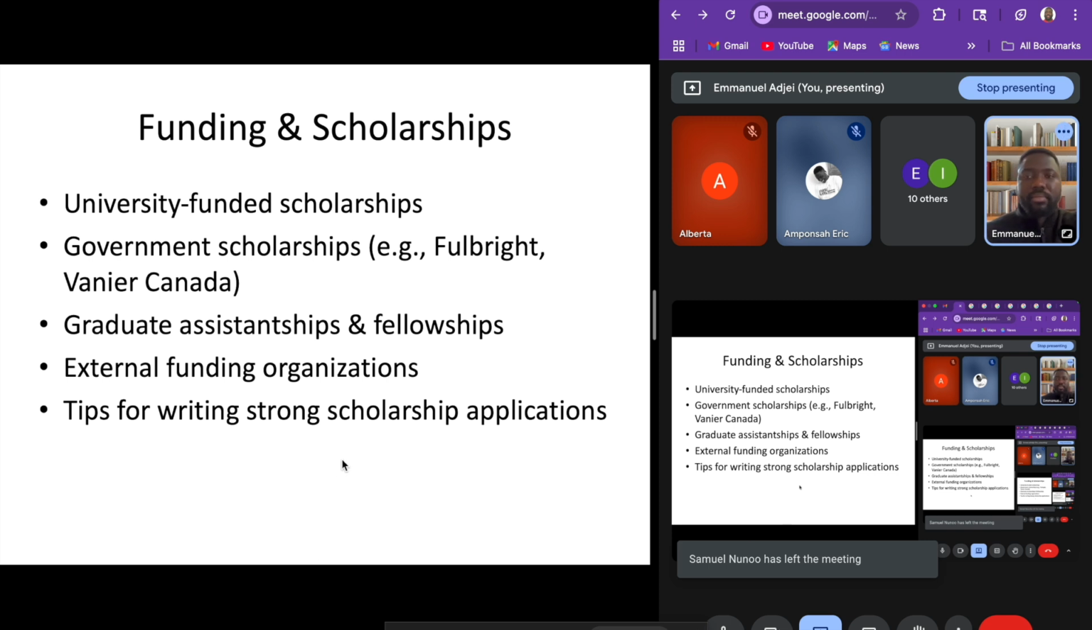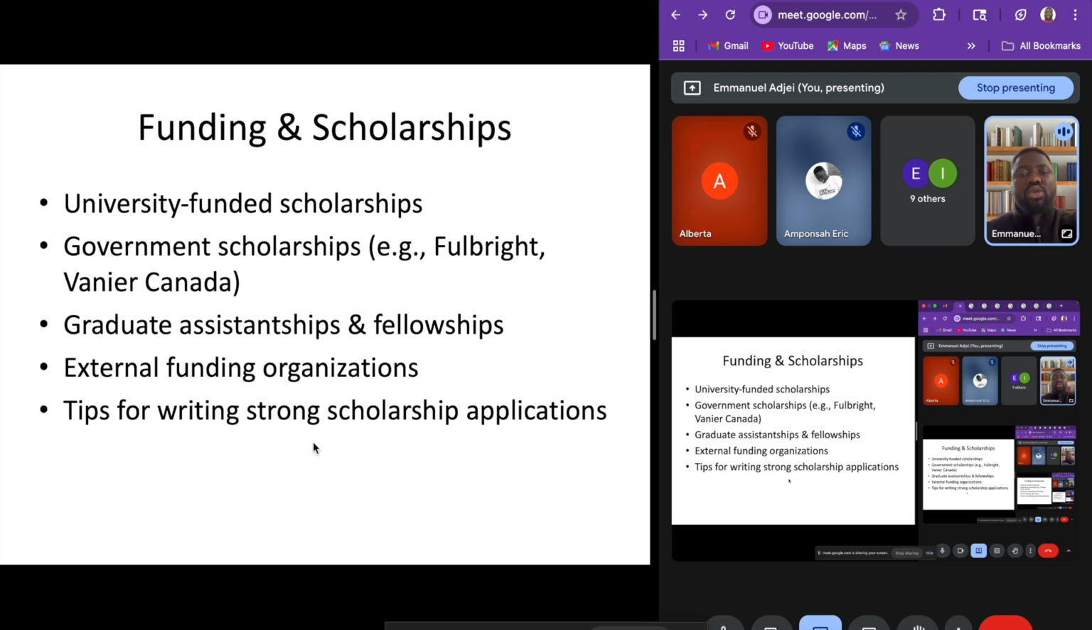All right. External funding organizations. There are a lot of external organizations that you may apply to for a scholarship. You don't have any control. The university has no control over that. And so sometimes it's difficult to come by those. So you may want to also consider them as part of your scholarship considerations, but it's not easy getting those.